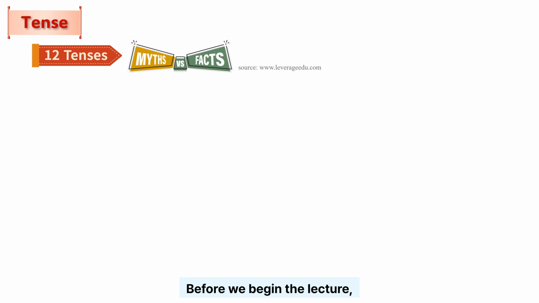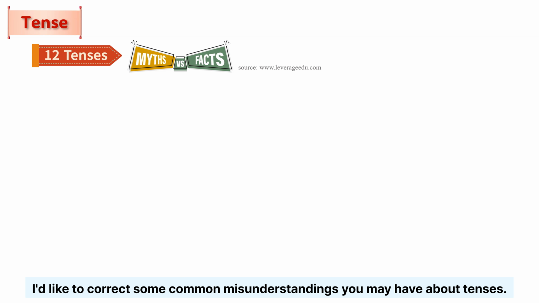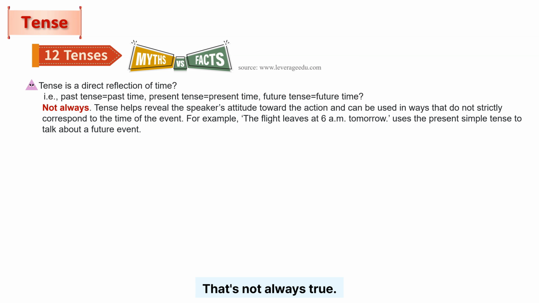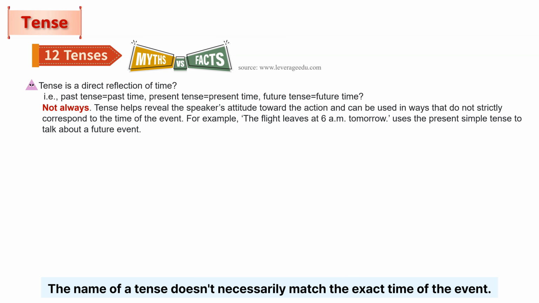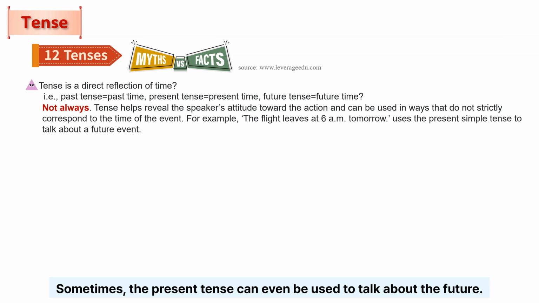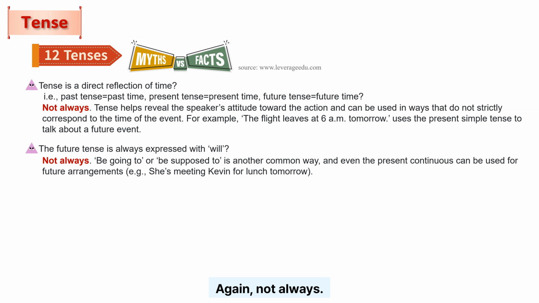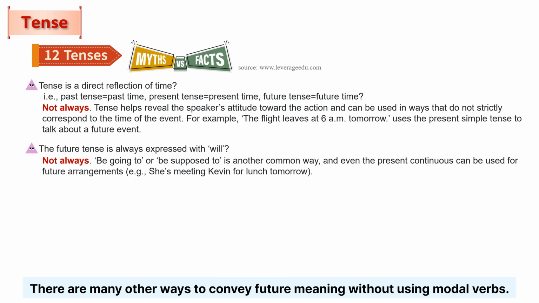Before we begin the lecture, I'd like to correct some common misunderstandings you may have about tenses. First, many people believe that the past tense is used only for past events, the present tense only for present actions, and the future tense only for future situations. That's not always true. The name of a tense doesn't necessarily match the exact time of the event. Sometimes the present tense can even be used to talk about the future. Second, some assume that we must always use the modal verb will to express the future. Again, not always. There are many other ways to convey future meaning without using modal verbs.